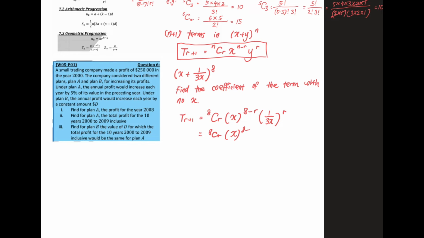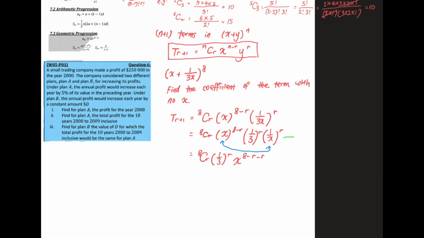As you can see, I do it like this: 1 over 3 to the power of r, 1 over x to the power of r. So I purposely separate them, and I gather up the one with x. So I want to simplify the power. So 8Cr, 1 over 3 to the power of r, x to the power of 8 minus r. Again, imagine the bracket at the back is x to the power of minus 1 to the power of r, which is equal to x to the power of minus r.